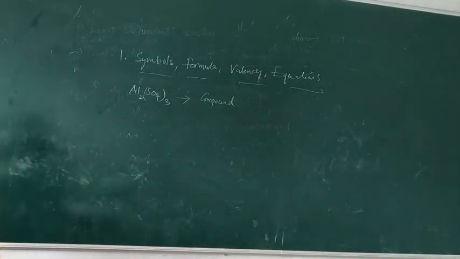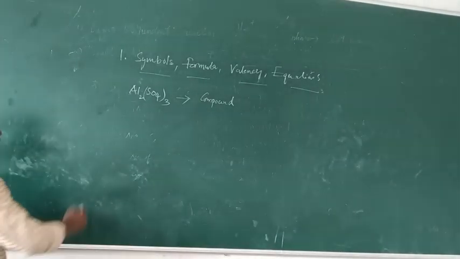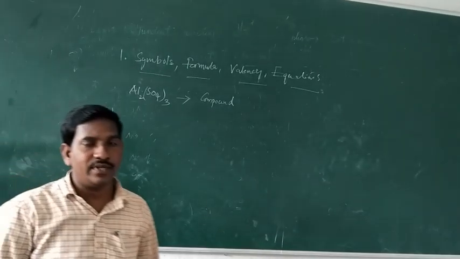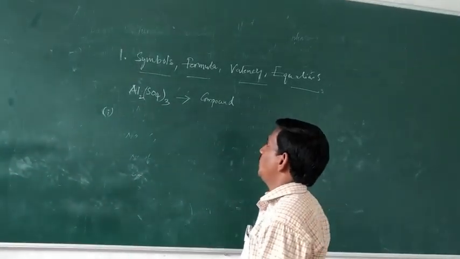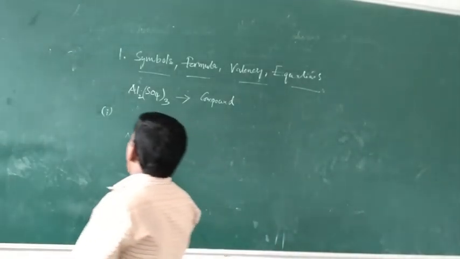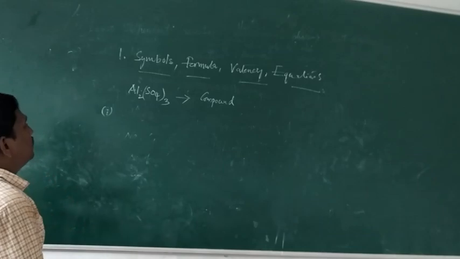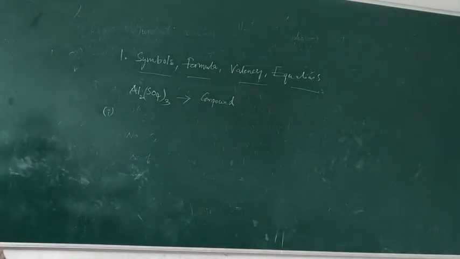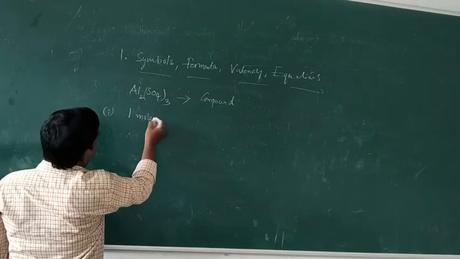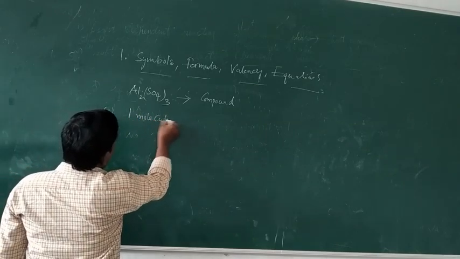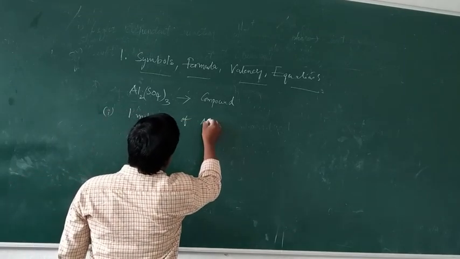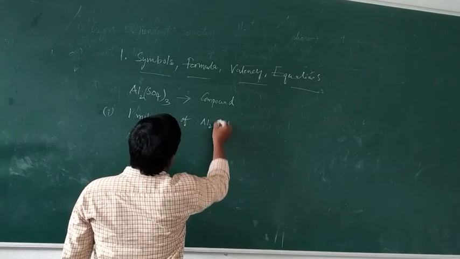Al2(SO4)3 is a compound. Aluminum sulfate. Al2(SO4)3 means aluminum sulfate. This is the formula of aluminum sulfate. How many molecules of aluminum sulfate compound? Only one molecule of Al2(SO4)3.